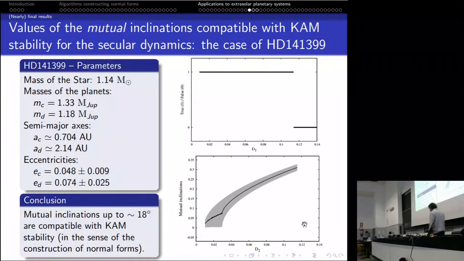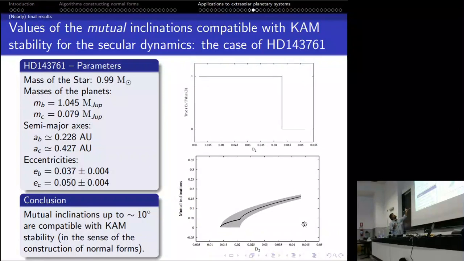Okay? And we succeeded in applying the procedure to three systems. Here you have the true-false plot. It means that for these values of D2, the algorithm can construct KAM tori and converge. Here you have the orbital elements minus the eccentricities. The value of D2 being known, and the values of the eccentricities and of eta being known, you can compute the corresponding mutual inclination. And this is an invariance, up to a mutual inclination, minus the eccentricities.